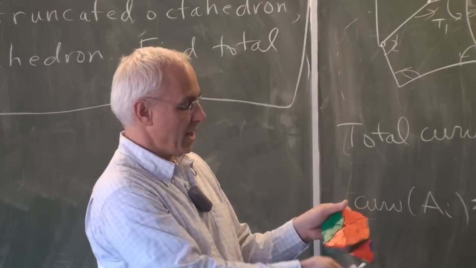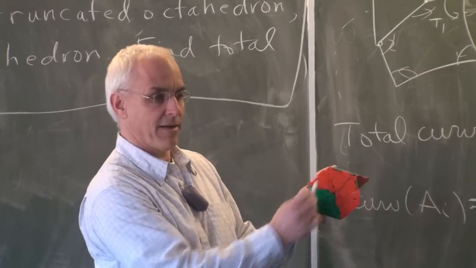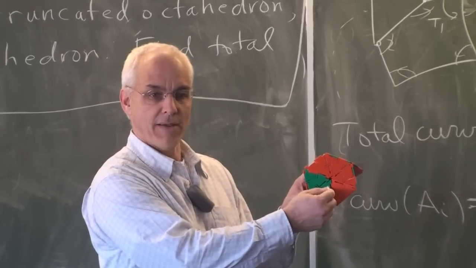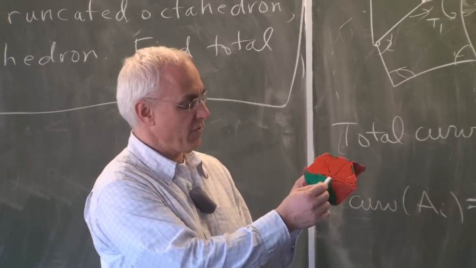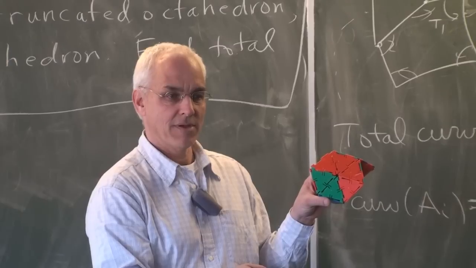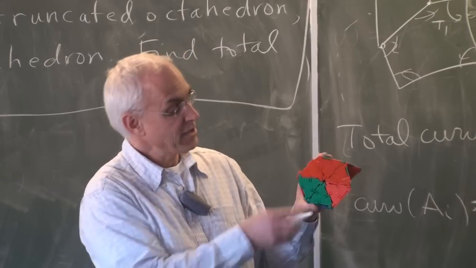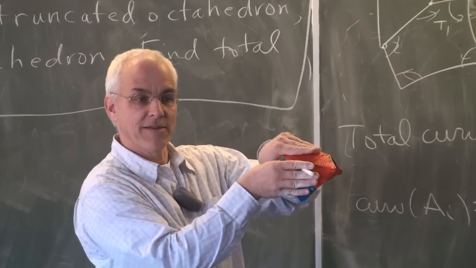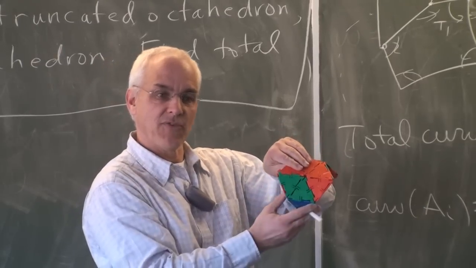Over here, we have 6 of them meeting. 6 times 1/6 is 1, and 1 minus 1 is 0. That means the curvature here is 0. It's bent a little bit. You can see it's bent. This is actually a straight line here, but it's bent. But nevertheless, the curvature here is 0.